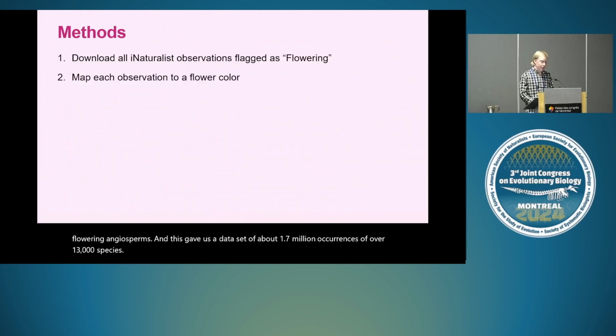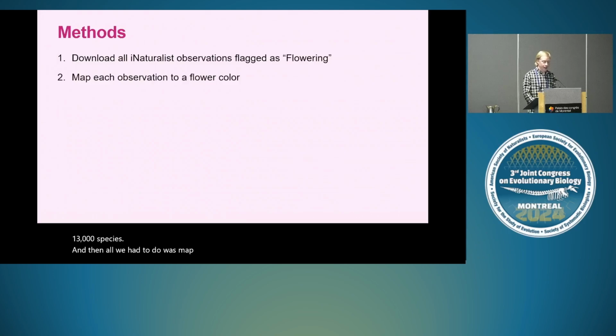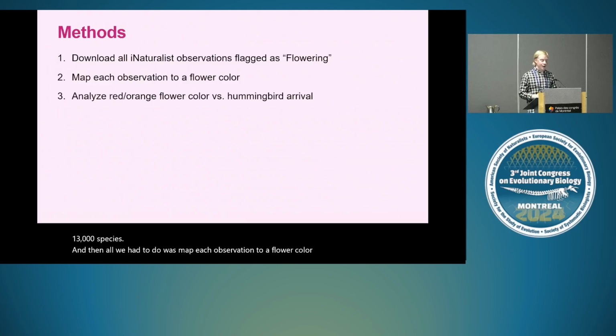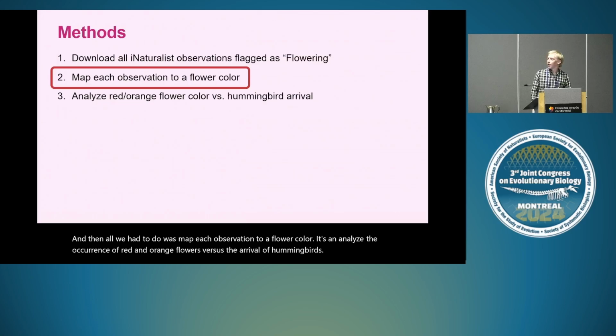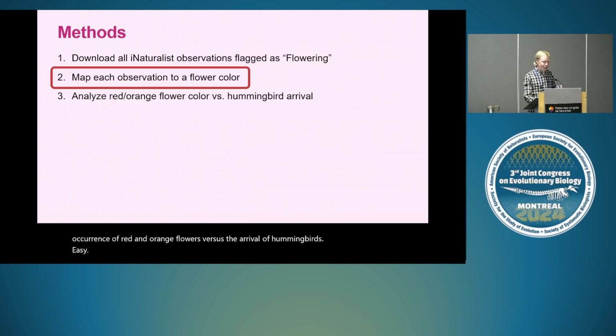And then all we had to do was map each observation to a flower color and then analyze the occurrence of red and orange flowers versus the arrival of hummingbirds. Easy. Actually, the second step is really hard.